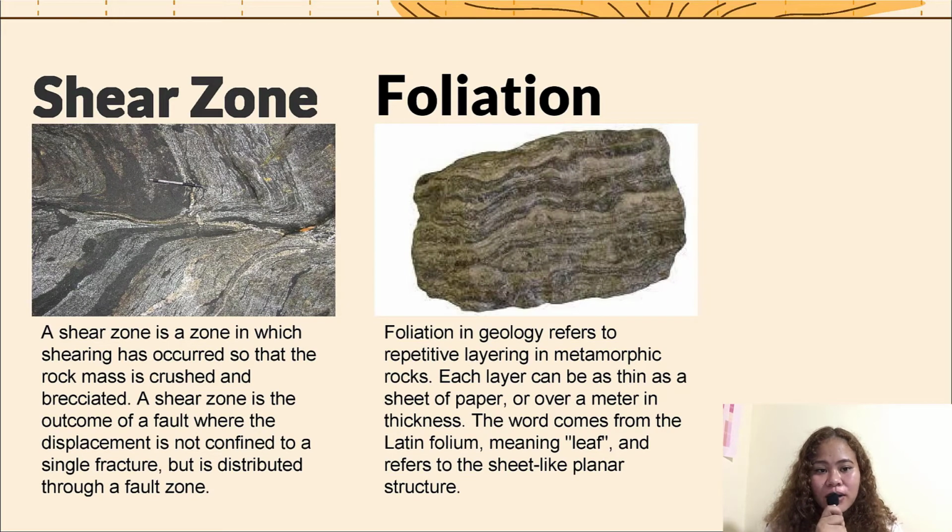Next is a shear zone. A shear zone is a zone in which shearing has occurred so that the rock mass is crushed and brecciated. A shear zone is the outcome of a fault where the displacement is not confined to a single fracture, but is distributed through a fault zone. Next is foliation. Foliation in geology refers to a repetitive layering in metamorphic rocks. Each layer can be as thin as a sheet of paper or over a meter in thickness. The word comes from Latin folio, meaning a leaf, and refers to the sheet-like planar structure.